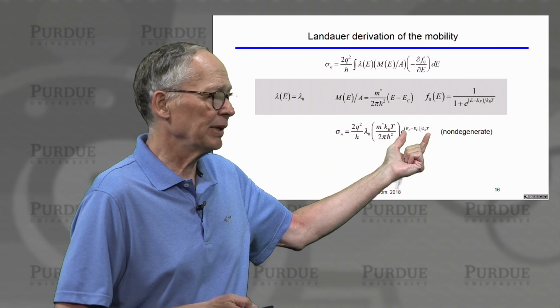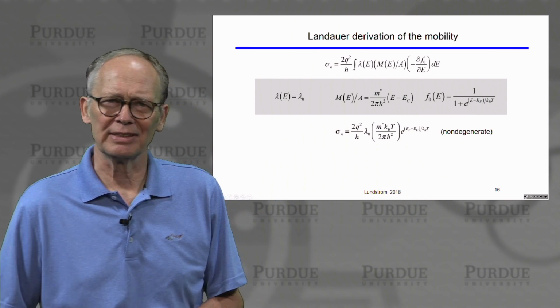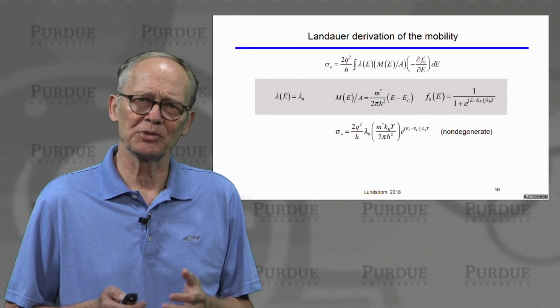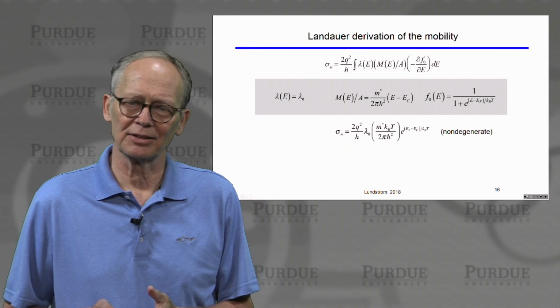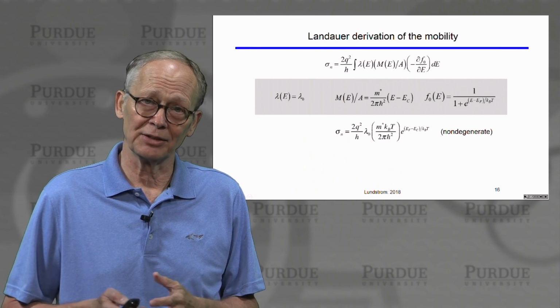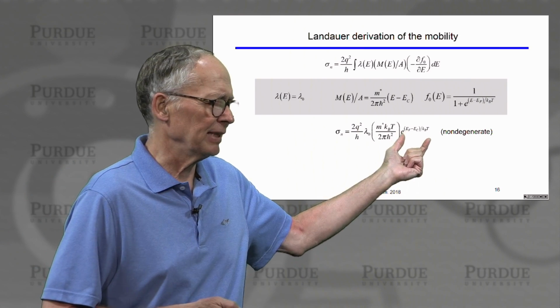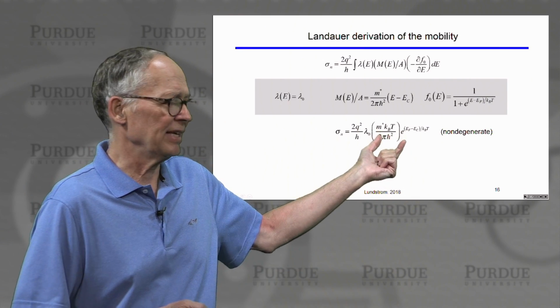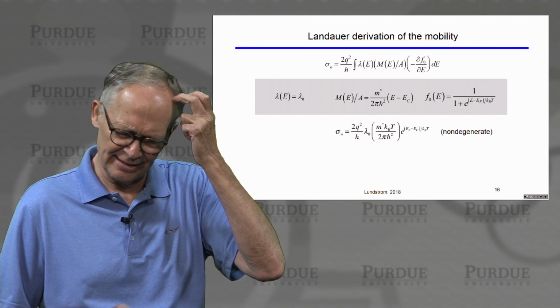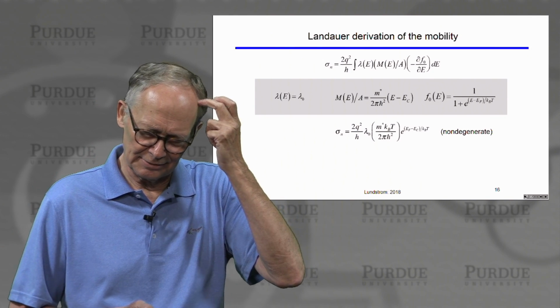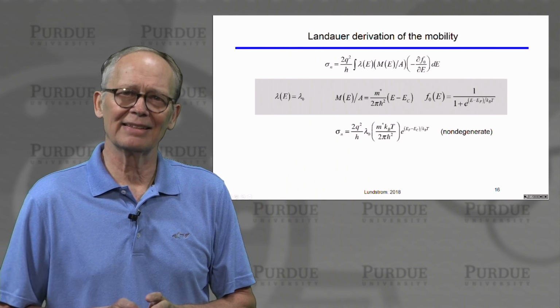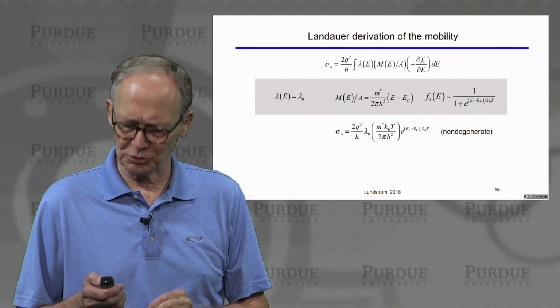You'll notice an exponential here. That exponential is signaling that I have made an assumption of a non-degenerate semiconductor. More generally, if I do this integral, I'll get Fermi-Dirac integrals. But when I see that exponential, an exponential of (EF minus EC) over kT, it spurs my memory, and I remember that that exponential occurs elsewhere too.